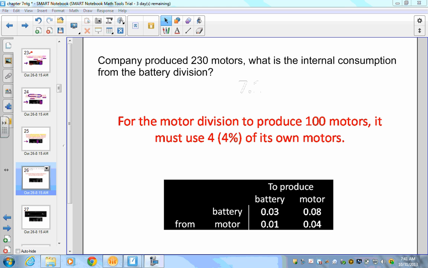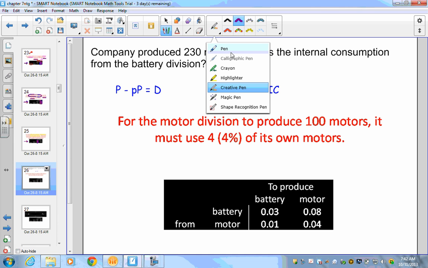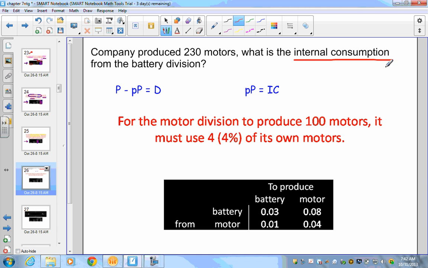Well, if you remember back from yesterday's video, there's two formulas that you can deal with, and that is this. We have the big P minus little p times big P equals D, or we have little p times big P equals IC. Now remember, the question is asking for what is the internal consumption. So since we're wondering what the internal consumption is, we're going to be dealing with this formula right here.